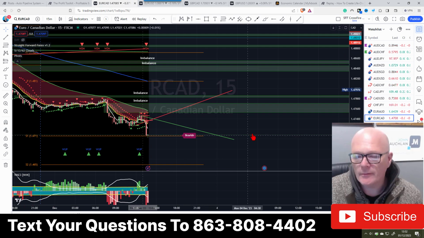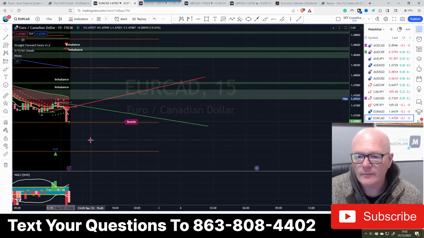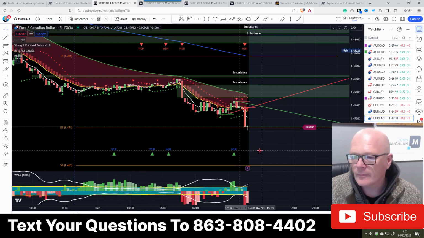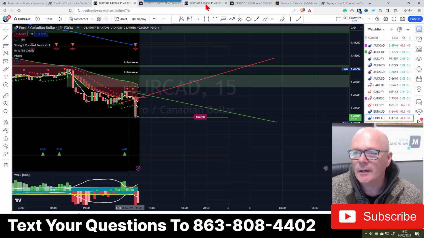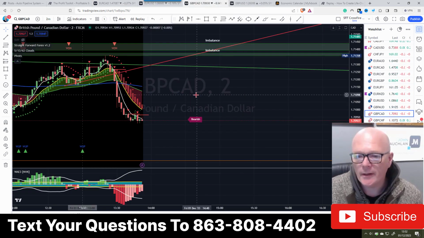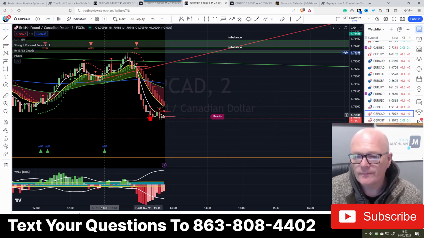Euro CAD, what's that doing? Okay, it's still indecisive around that pivot. Doesn't know what it wants to do. And the GBP CAD, back into consolidation.